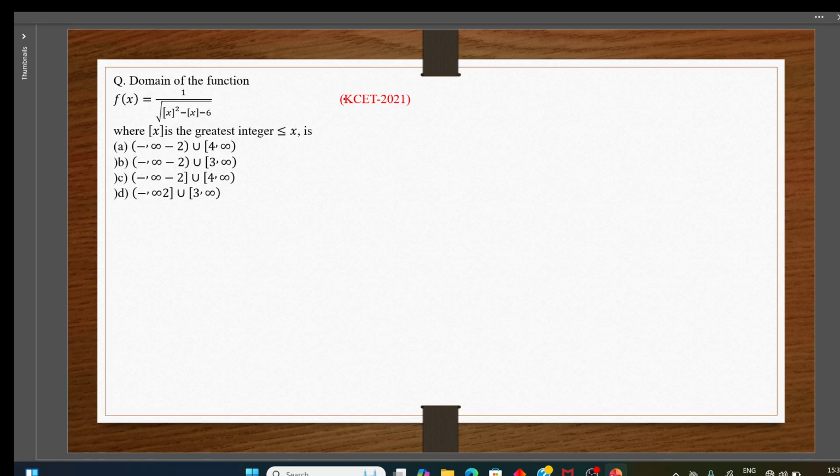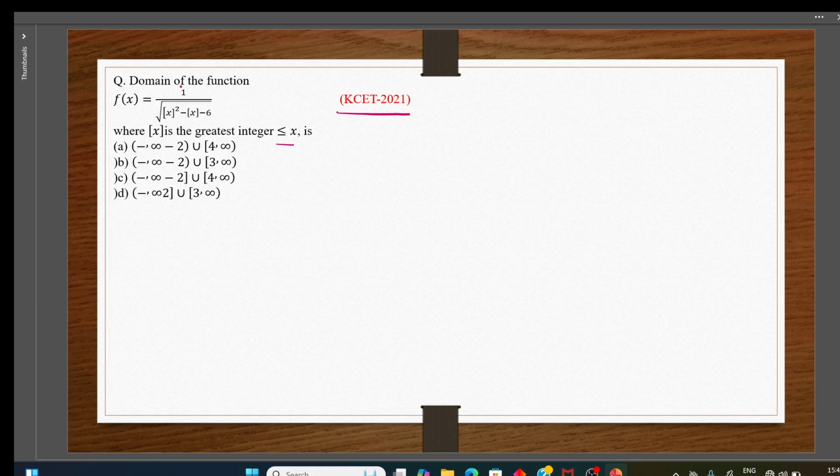Same, the domain of the function. Same question from KCET 2021. The domain of the function f of x equals 1 by square root of greatest integer function x square minus greatest integer function x minus 6, where [x] is the greatest integer which is less than or equal to x.